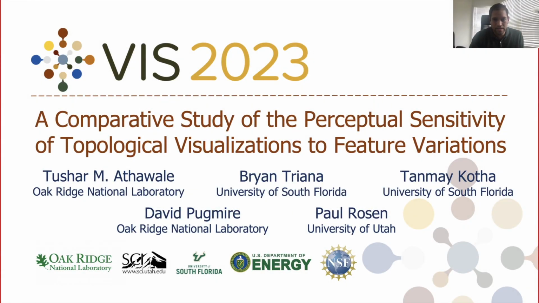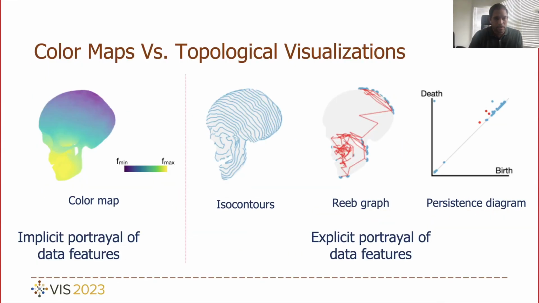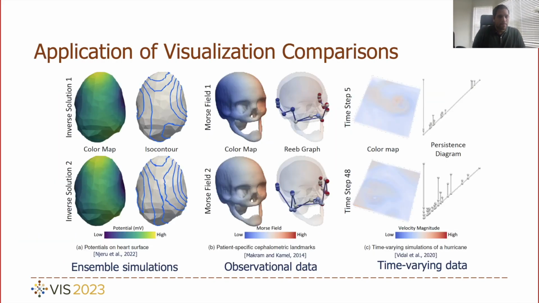Welcome to my talk on our study regarding the perceptual sensitivity of topological visualizations to feature variations. Now, topological data analysis has shown great promise in visualization to help us understand intricate scientific data sets. And topological visualizations explicitly portray important data features such as local minima, maxima, signal strength, whereas classical color maps implicitly portray these data features. Now, the task of comparing scalar fields is often achieved through their color mapped version or by comparing their topological visualization, as it has been evidenced in multiple real world examples, including climate and biomedical sciences.